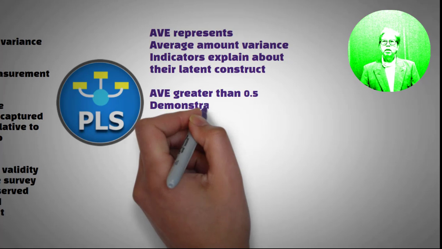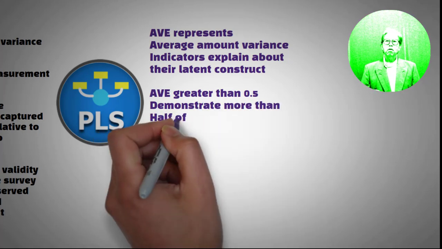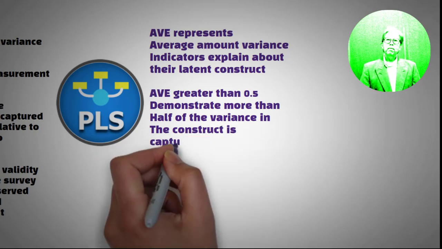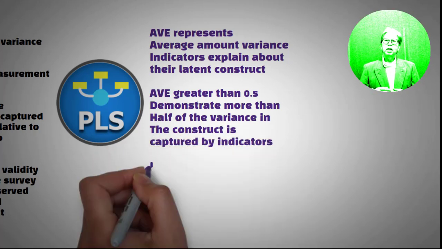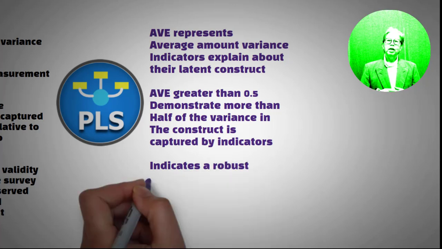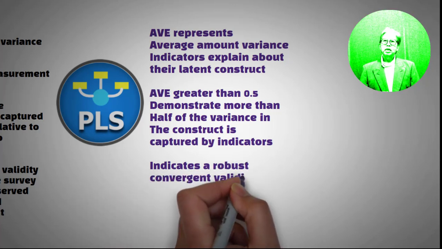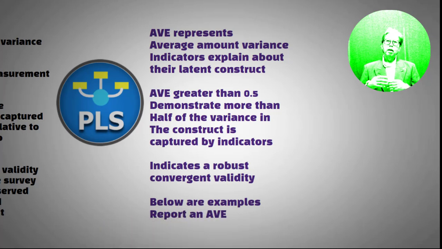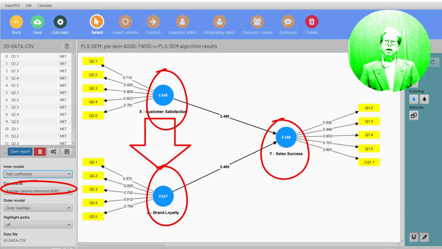The AVE should be greater than 0.5 to demonstrate that more than half of the variance in the construct is captured by its indicators. This indicates a robust convergent validity. Below are examples of how to report an AVE in your dissertations.